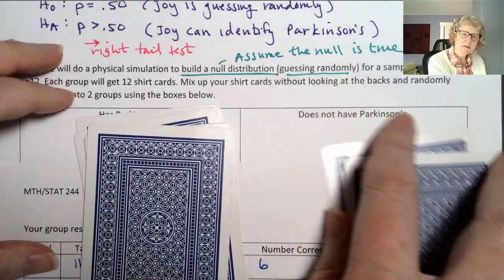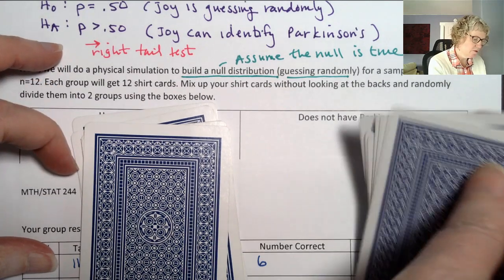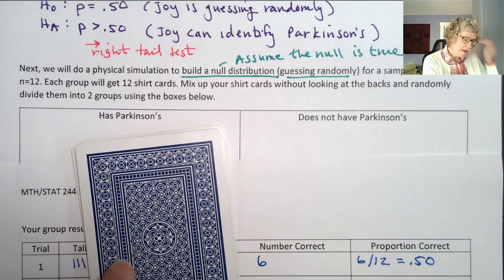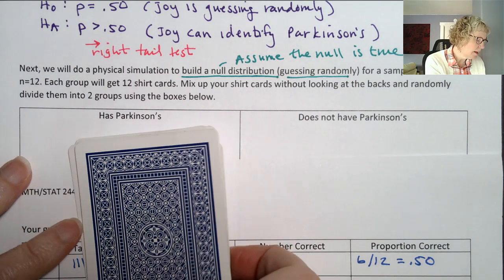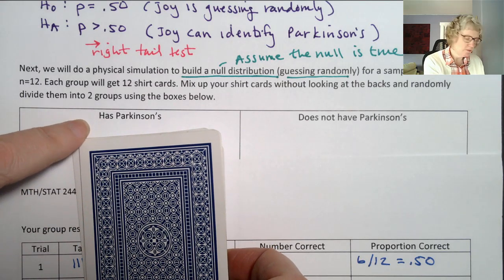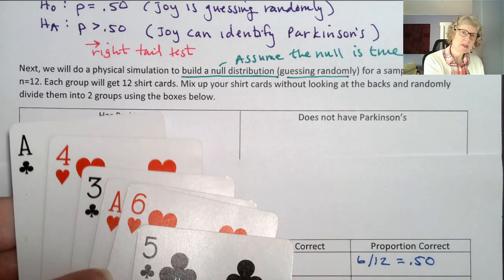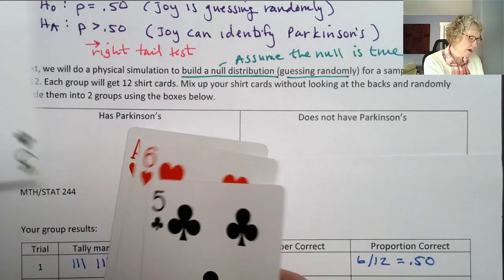Okay, set this group aside for a moment. So, I'm going to say that red would be a positive. Red has Parkinson's, just because we have to define it one way or the other. To me, it's easier to remember if red has Parkinson's. So that means I'm looking for red to be correct here, okay? And I actually have 3 reds.